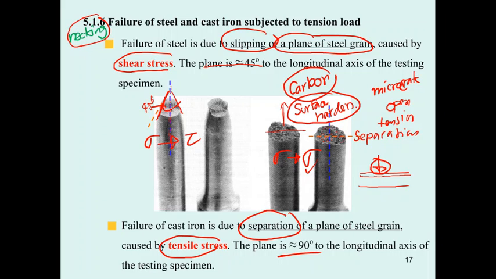Okay, let's conclude. The steel has necking before failure. That necking is due to the slipping of the planes of the steel grain and is caused by shear stress at 45 degrees. However, the failure of the cast iron is due to the separation of the planes of the grain due to the micro cracks and the tensile stress, and it is at 90 degrees with the longitudinal axis of the testing specimen.